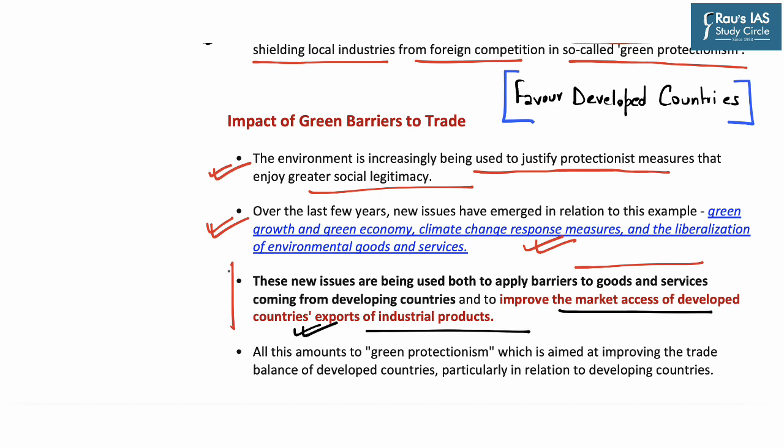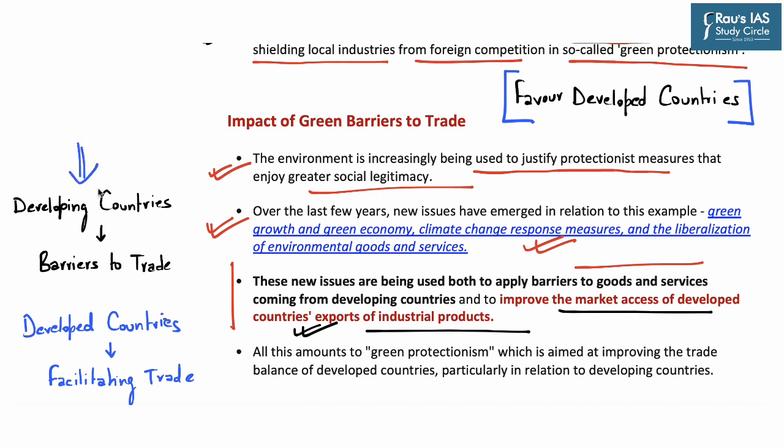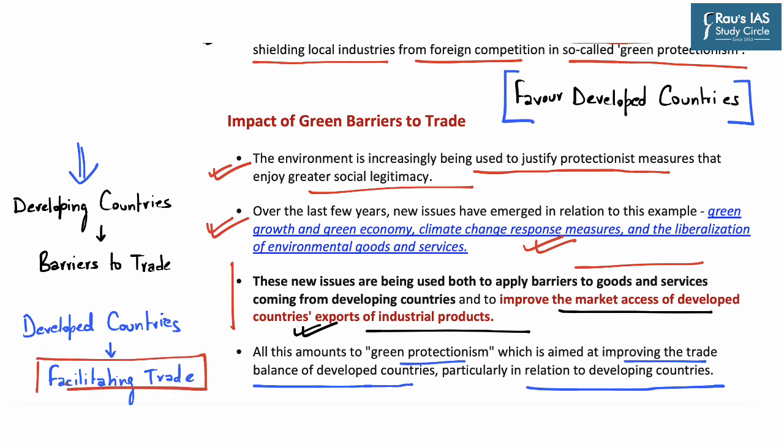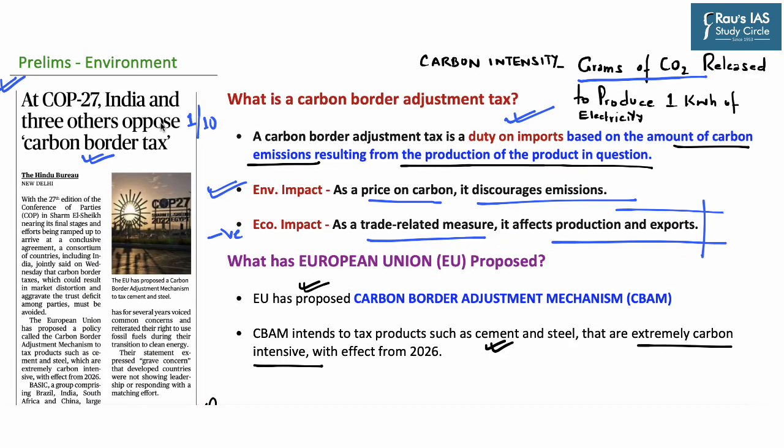So for the developing countries, it is acting as a barrier to trade, and for the developed countries, it is facilitating trade. And this effectively amounts to green protectionism, which is aimed at improving the trade balance of developed countries, particularly in relation to developing countries. So effectively, it facilitates trade for the developed countries and at the same time acts as a barrier for developing countries. And hence these taxes cannot be said to be designed on equal terms. And that is why the developing countries are opposing this carbon border tax.